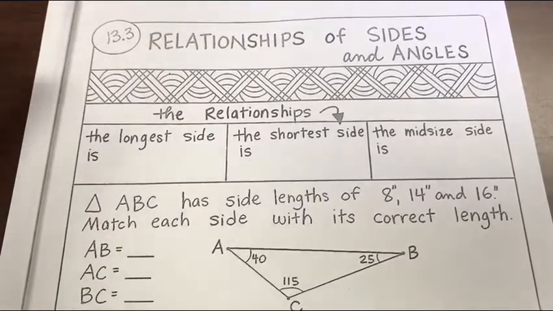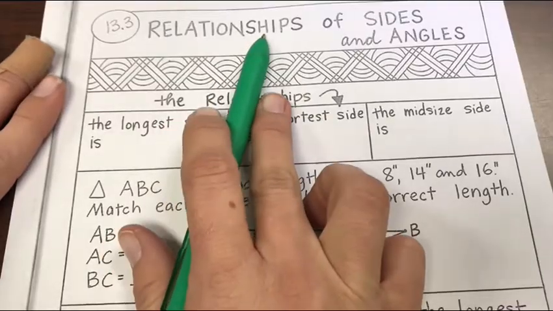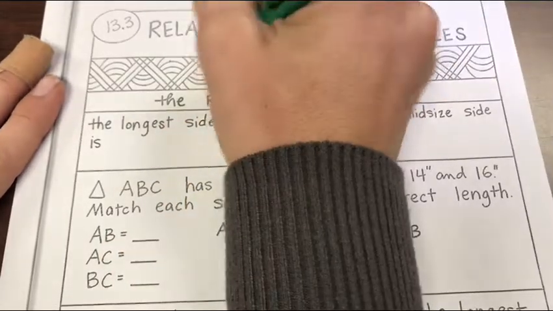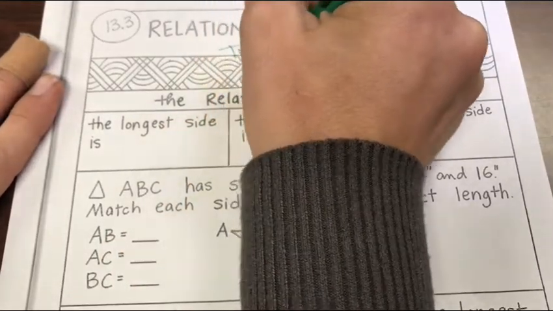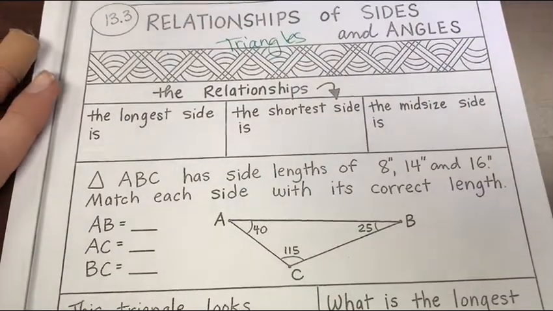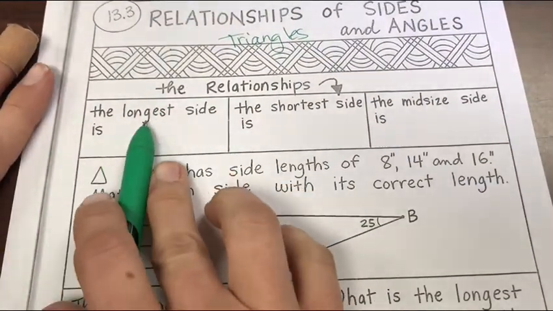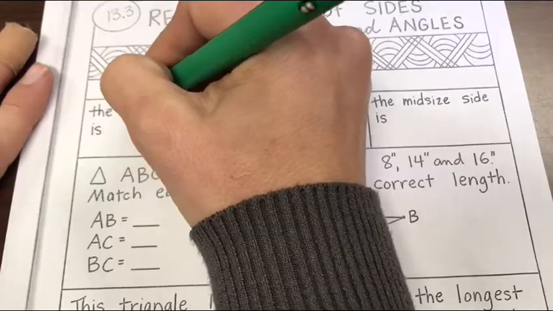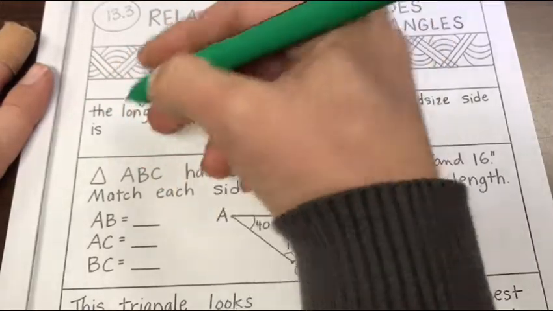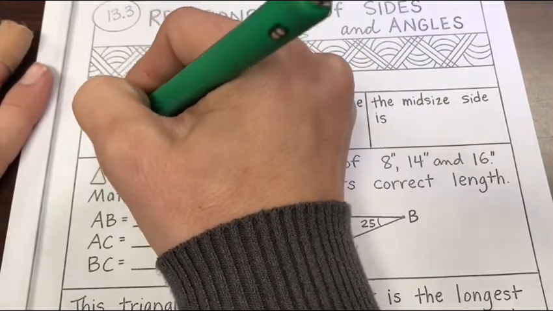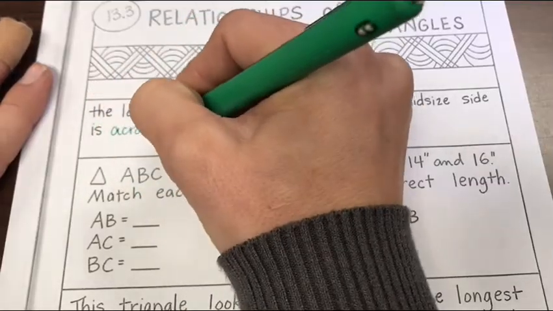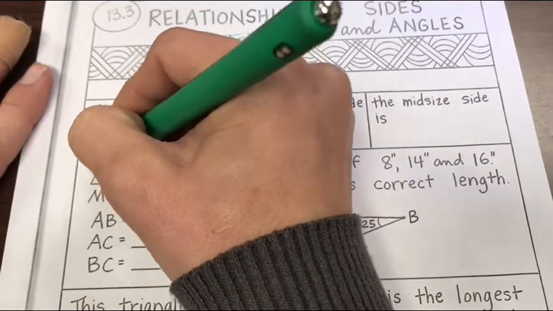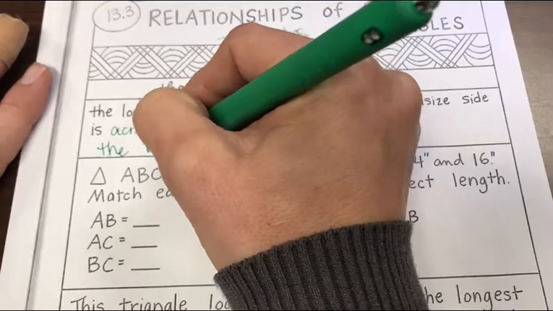Okay, we're on page 111 in your journal. So we're going to talk about the relationships of sides and angles of a triangle. Okay, so it's kind of like matching. The longest side, that's the biggest side, right? So the biggest side is across from the biggest angle. Okay, it's like they're related to each other.